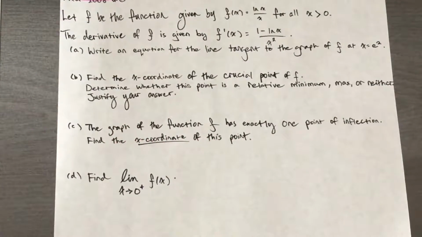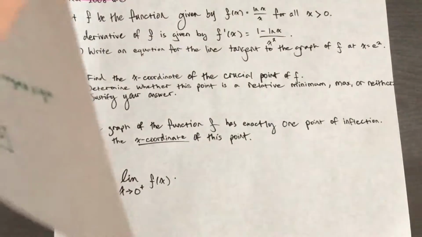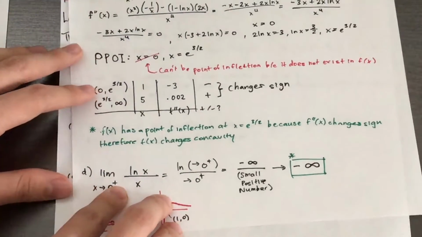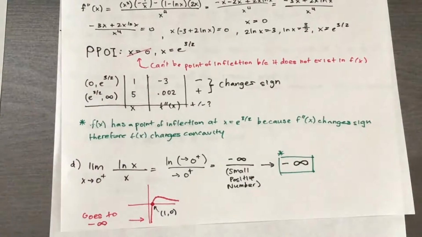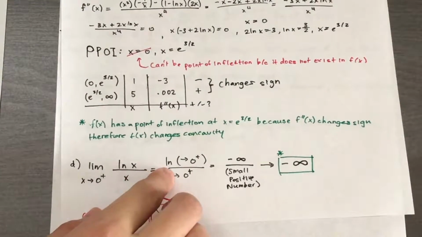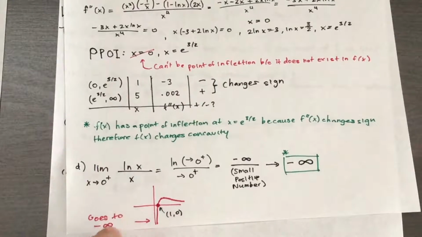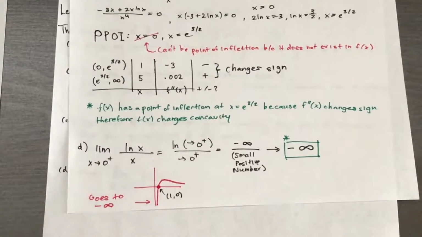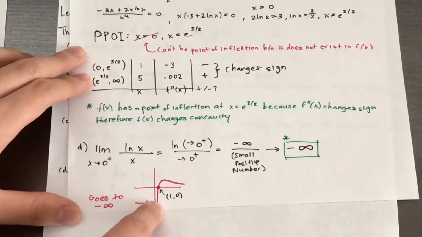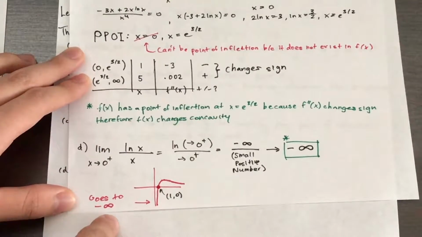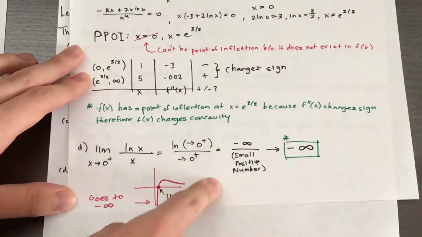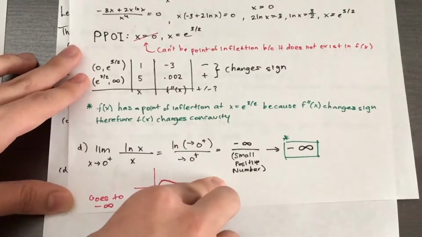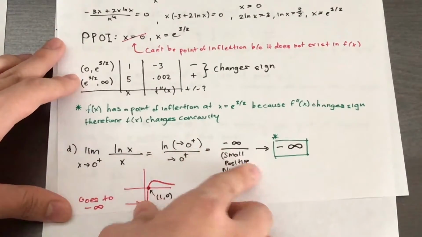Find the limit as x approaches 0 from the positive side of f of x. So to do this last problem, you need to know the graph of ln x. As x approaches 0 from the positive side, if you see the graph of it, it approaches negative infinity. So that's negative infinity, and the denominator is basically just a very small positive number. So this very small positive number doesn't affect the negative infinity, so the answer is just negative infinity.